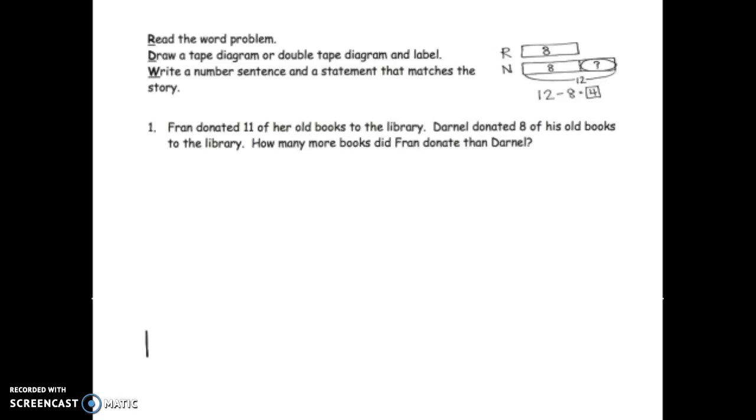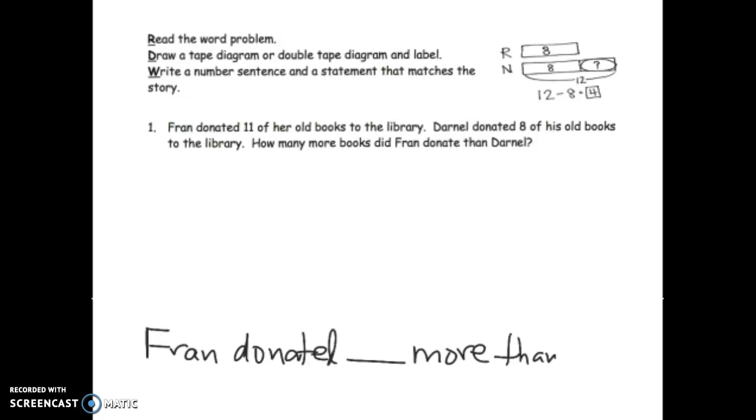So I'm going to say, Fran donated blank more than Darnell. So there's my answer sentence. I like to come up with my answer statement with a blank right there. That helps students know what they are trying to do, and what they are trying to answer.